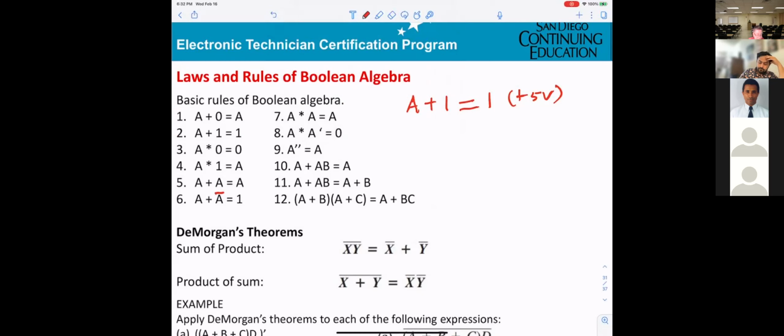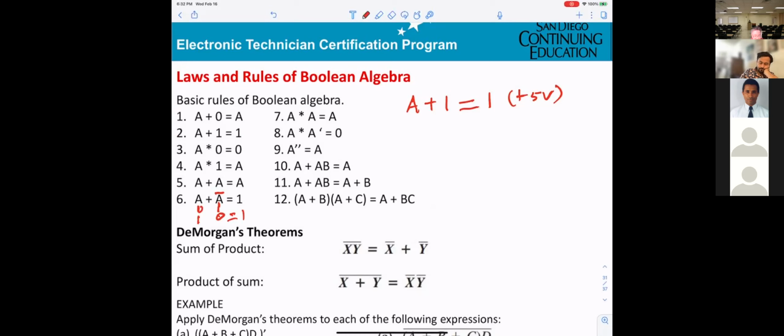A added to not A, you must get a 1. Why? If A equals 0, not 0 equals 1, and 0 added to 1 gives you a 1. If A equals 1, not 1 equals 0, and you still get a 1 anyway.